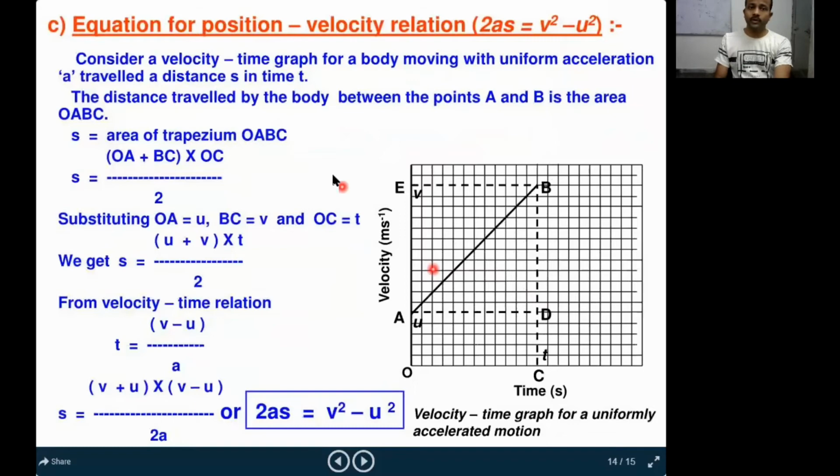It is very important for your exam purpose. It is a compulsory question. I'm expecting this question.